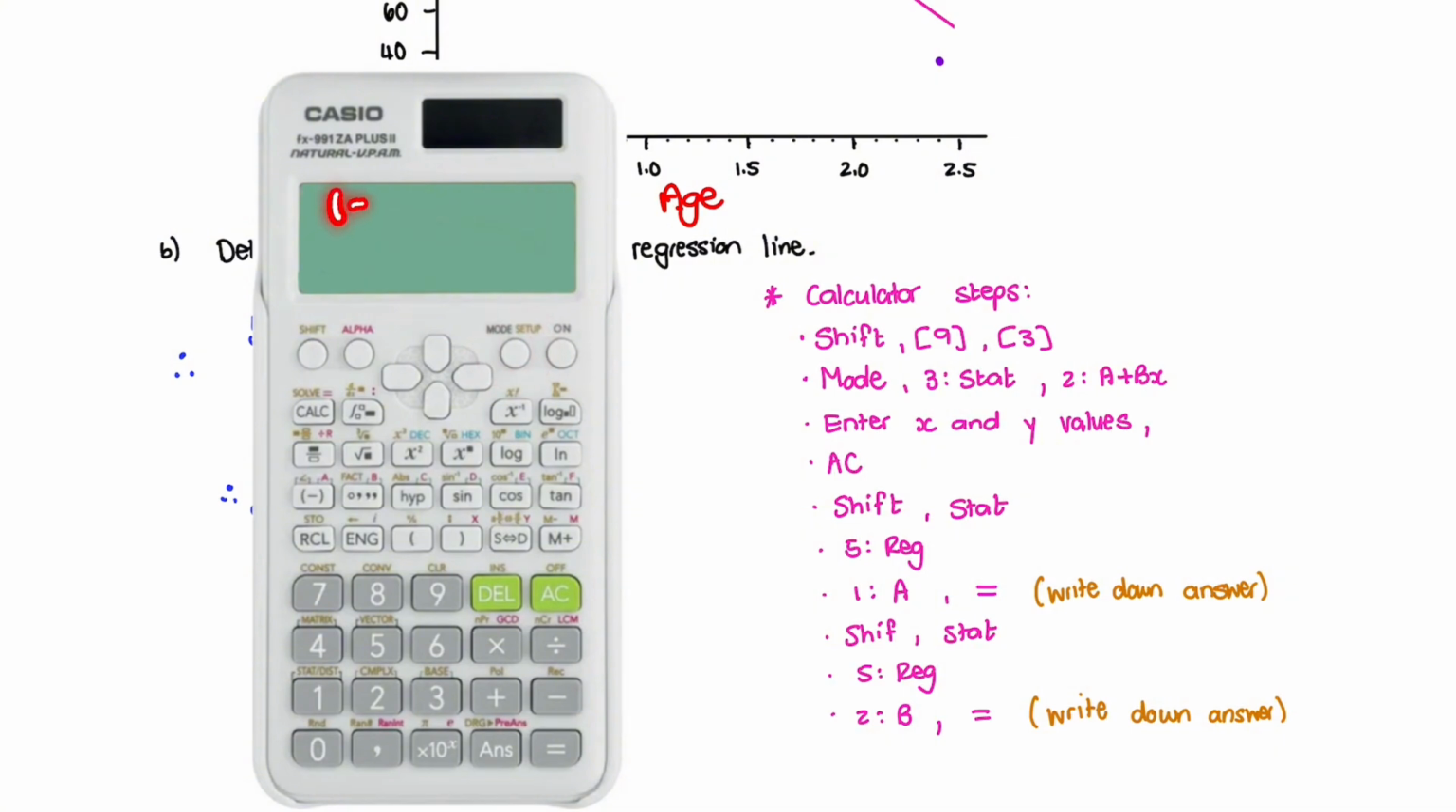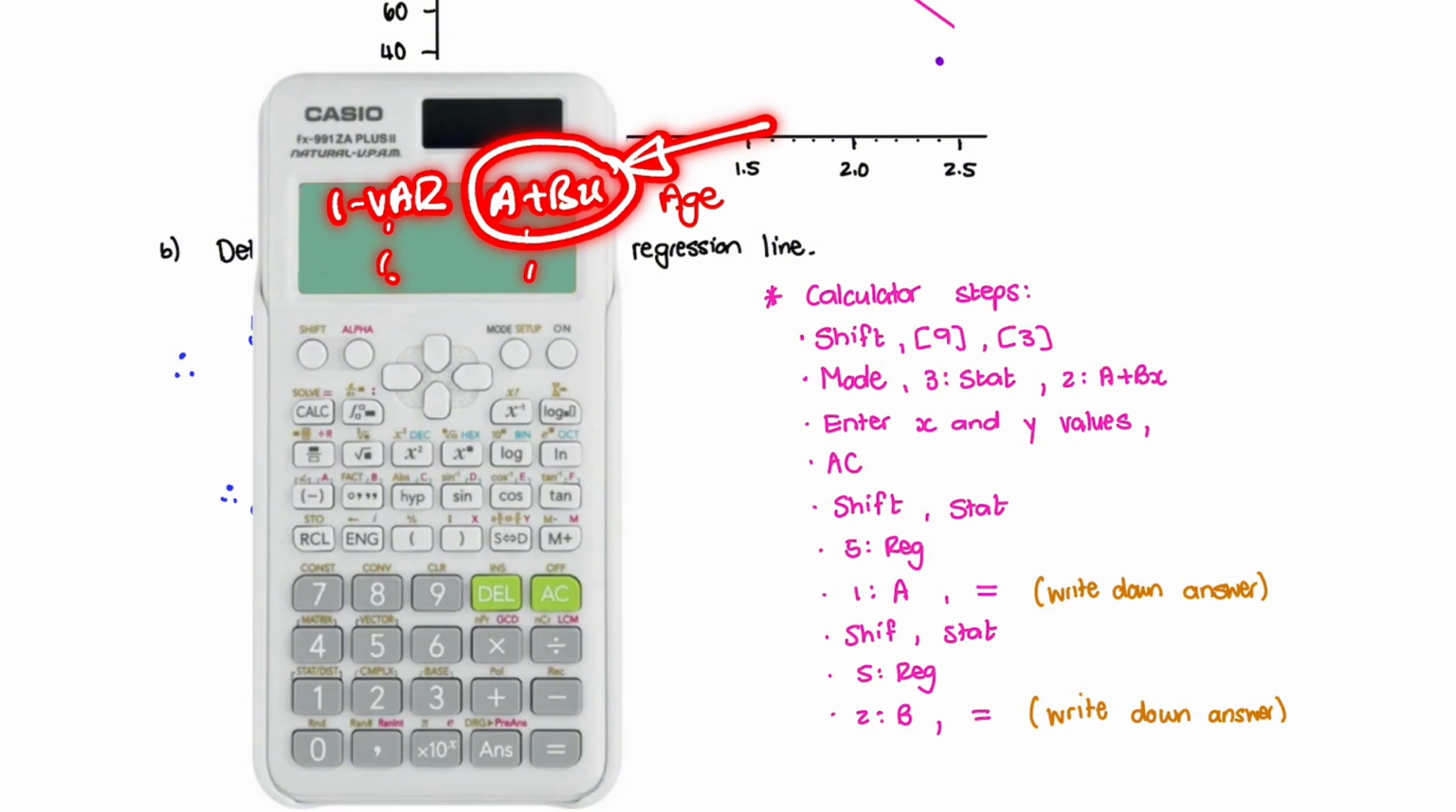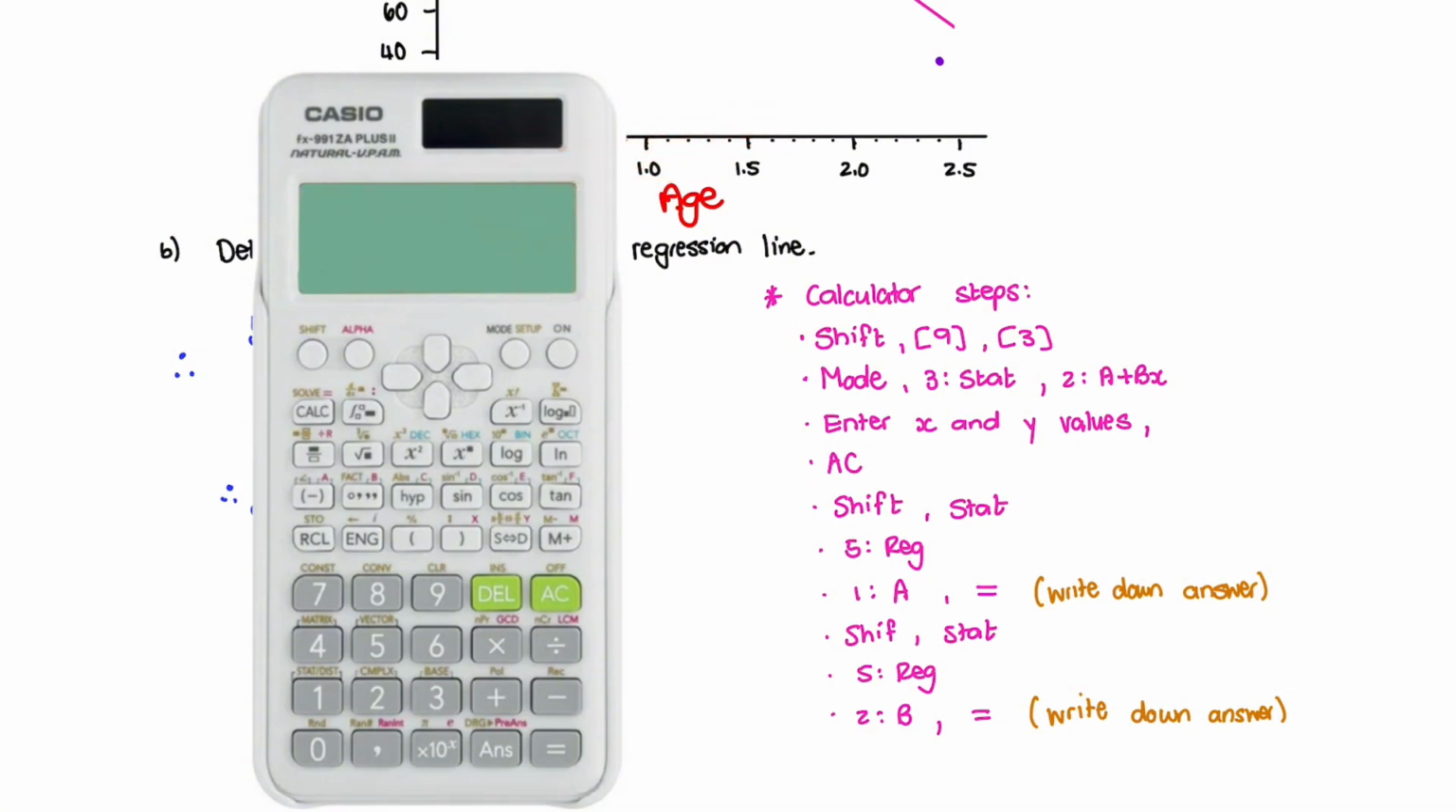Then another few options will pop up, for example, 1 minus var, and a plus bx, and a few others. So you need to choose this option where it says a plus bx. Then 2 columns would appear. You'll have an x column and a y column.